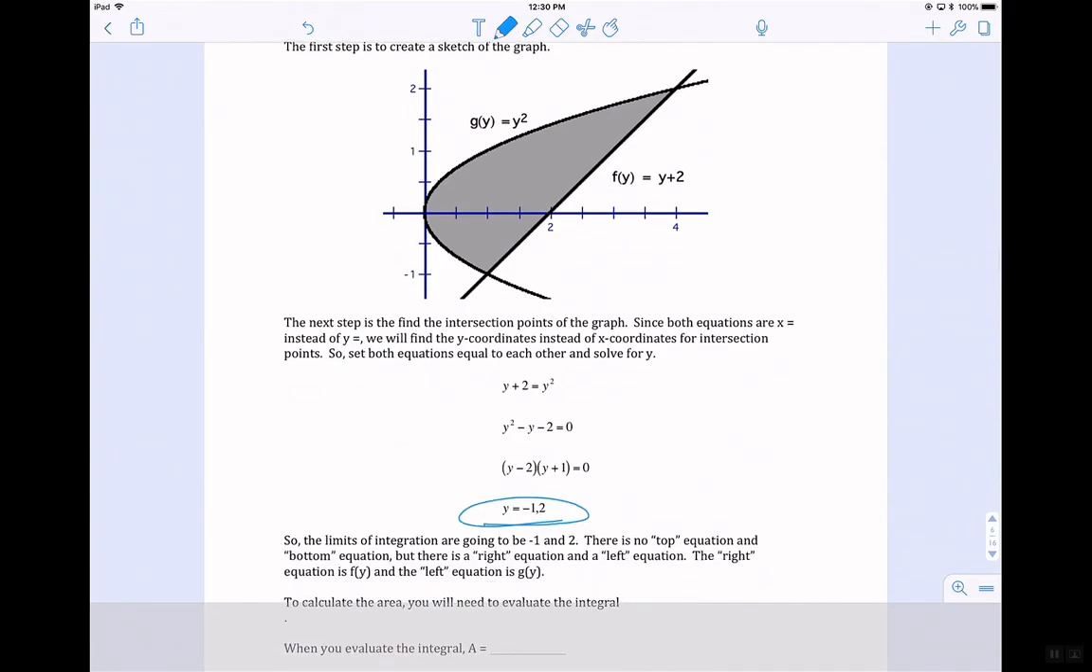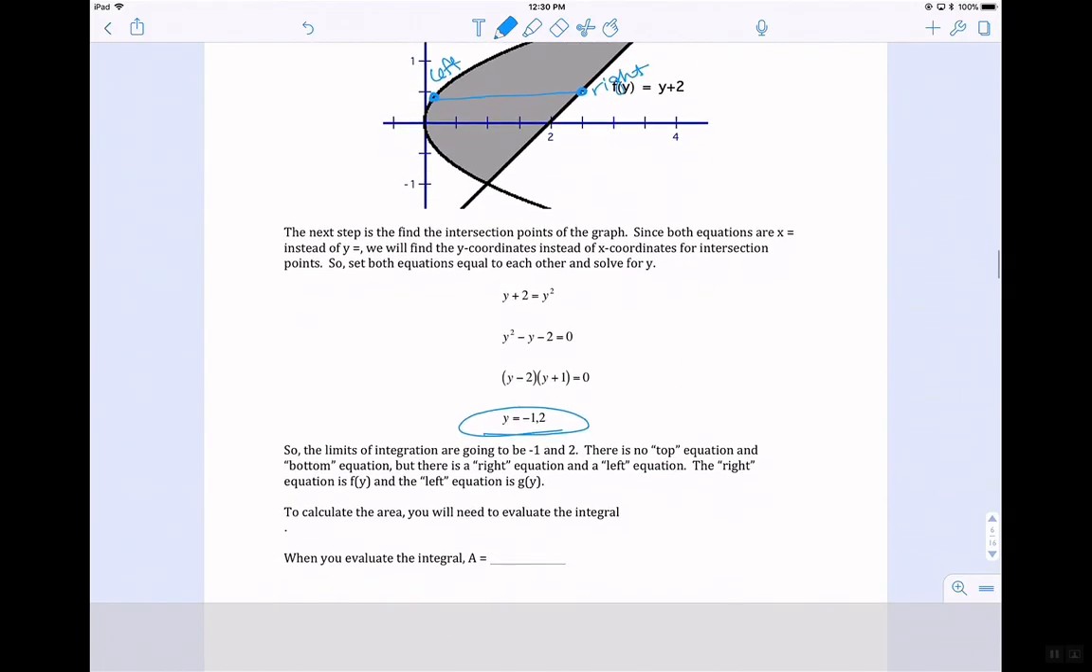Now, how it also is different is I'm going to look at my rightmost equation minus my leftmost equation, because my area is going with respect to the y-axis instead of the x-axis. So my integral is actually going to be the area from negative 1 to 2 of my rightmost equation, which is y plus 2, minus my leftmost equation, which is y squared, and this is all dy.